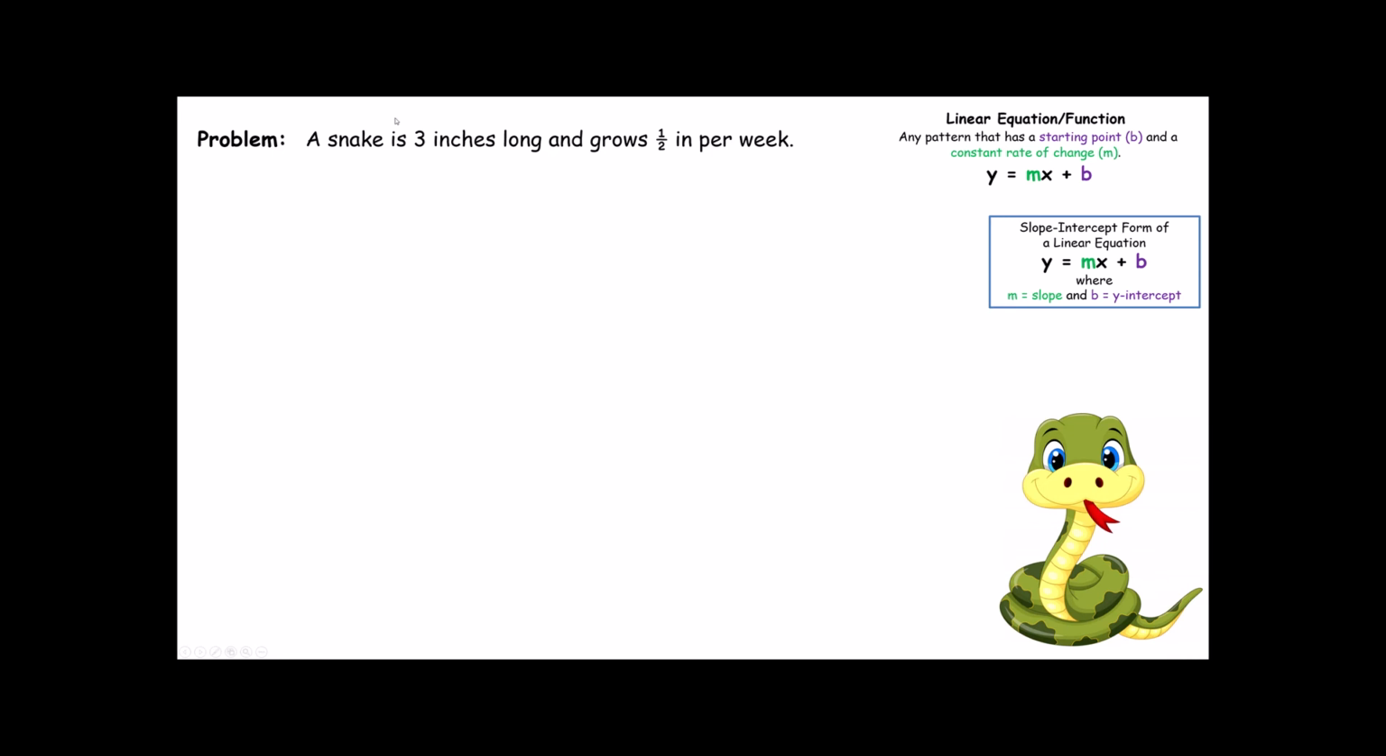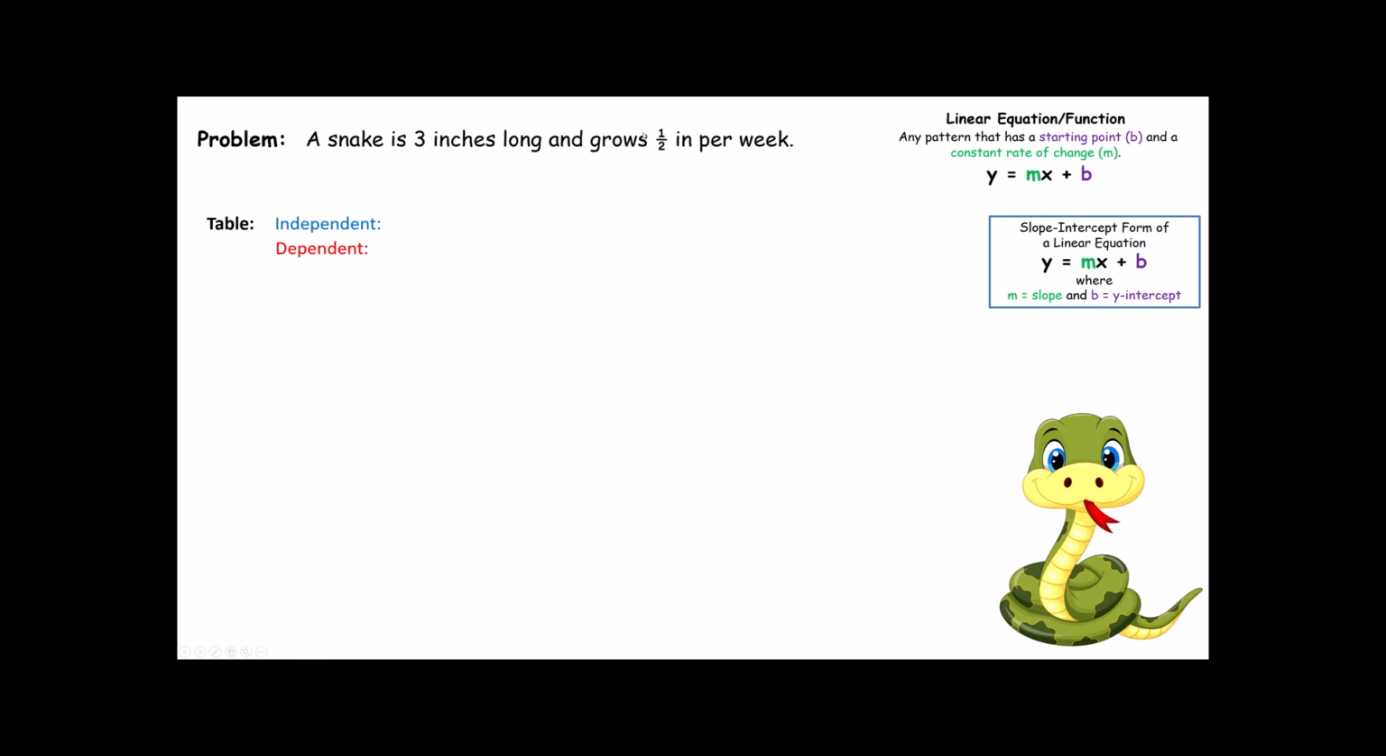So, in order for me to work with this, I need to know what my independent and dependent variables are. I would suggest you pause the video, write down what you think they are, and then watch me do it so we can see if we're on the same page. Well, let's see. There's two things going on here. We have a number of weeks that pass, and we have how long the snake is. Which one depends on which?